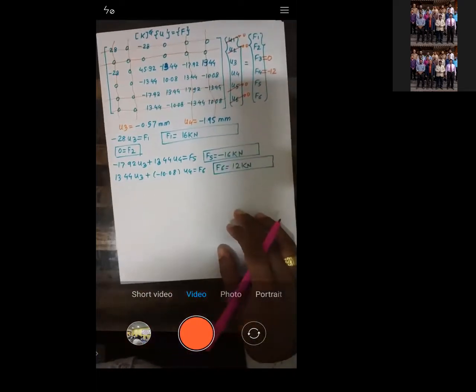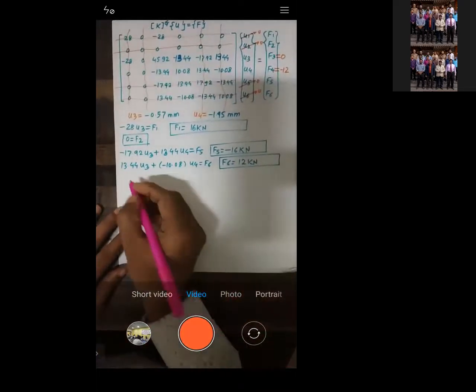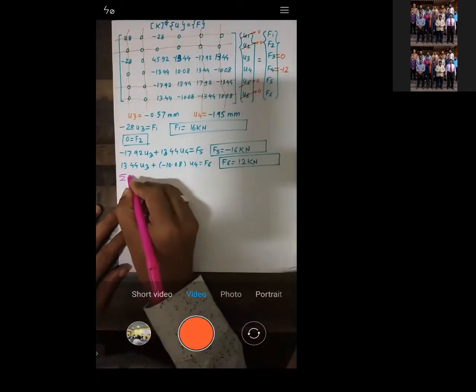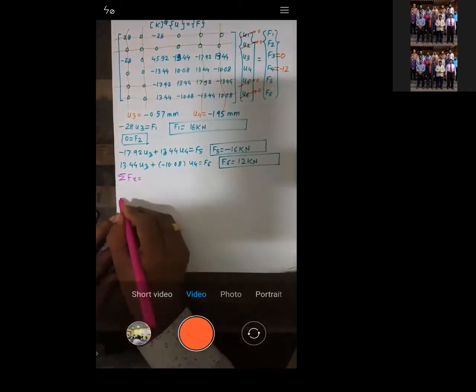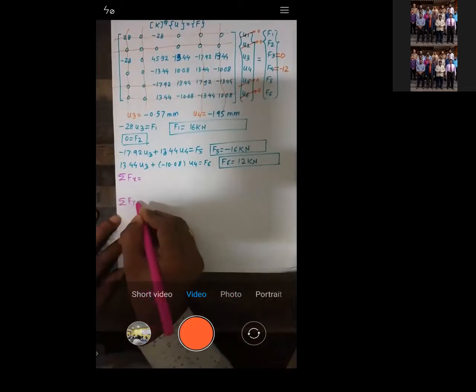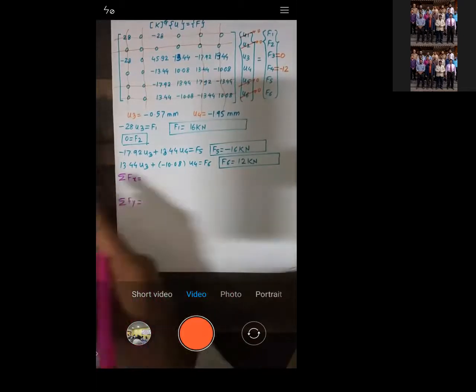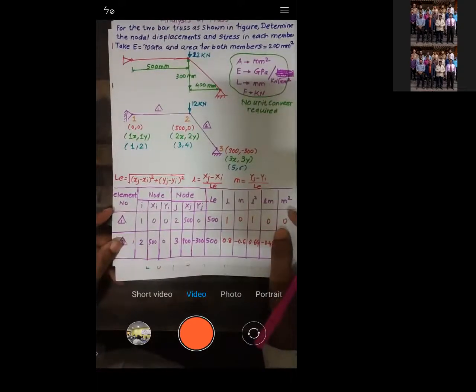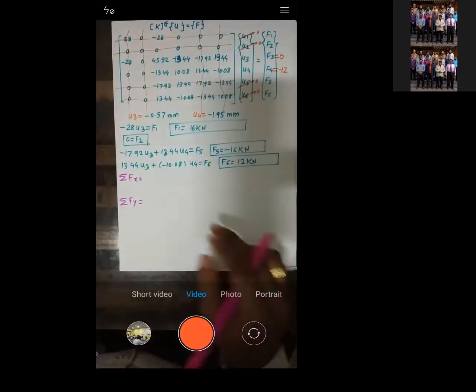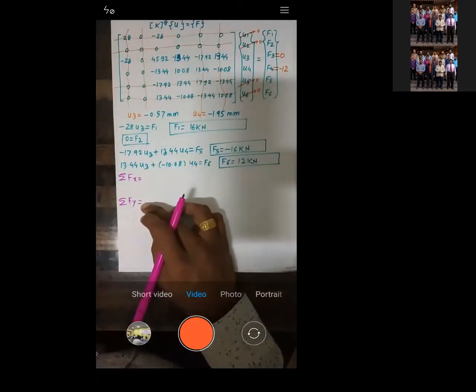Now the next step will be to check the condition of equilibrium, right? The condition of equilibrium is that the summation of forces in the x direction we need to check. Similarly, the summation of forces in the y direction we will check. As you can see in the problem, in the truss the forces will be exerted along x and y direction. So we will take separately the summation of forces in x, and similarly the summation of forces in y.